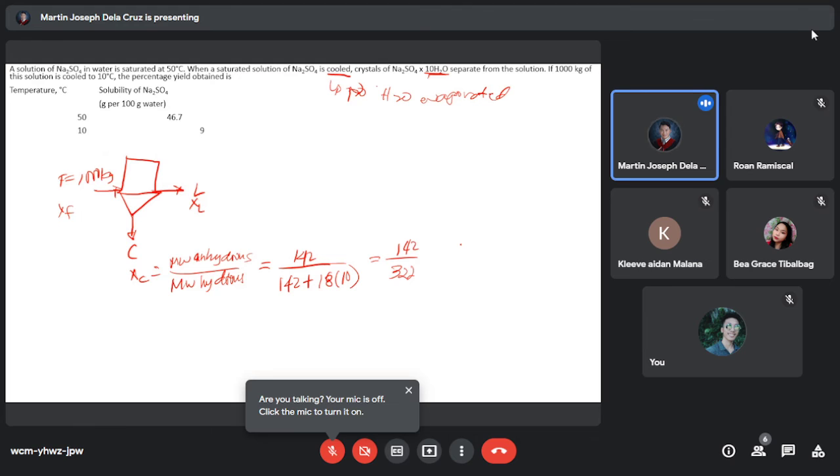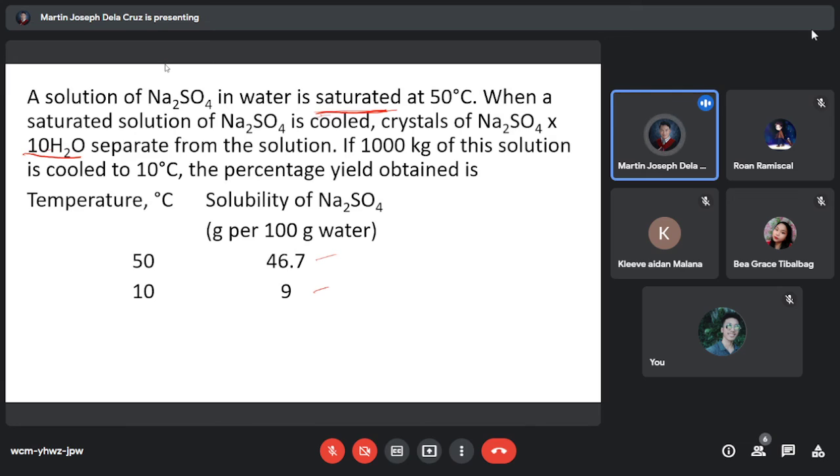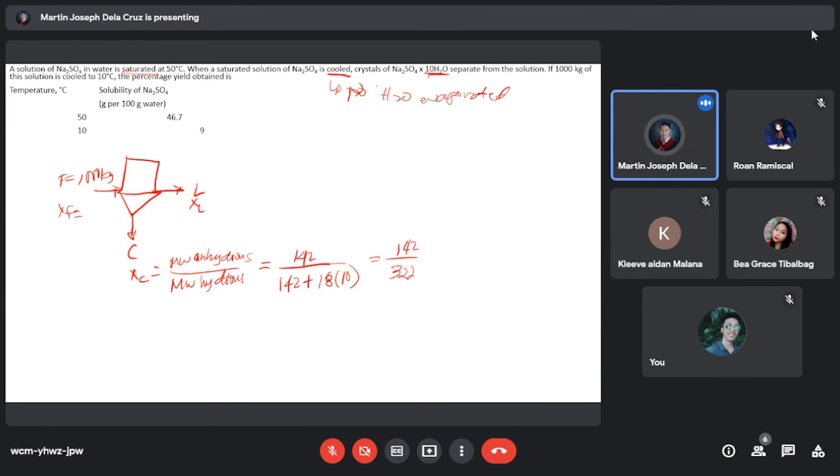So, another one is your XF, class. You take note here, class, na hindi given yung XF. But we have a clue word here na saturated. So, meaning, kukunin lang din natin siya sa solubility. You take note, class, na it's 50 degrees Celsius. TF natin is 50 degrees Celsius, while our T here in our crystallizer na cool is 10 degrees Celsius. So, dun sila magkakaiba. The lower the temperature, the lower the solubility. So, XF here at 50 degrees Celsius is 46.7.